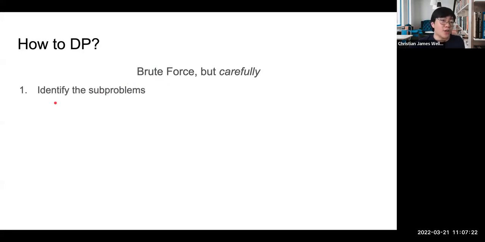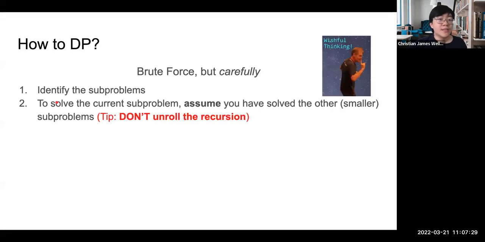Okay, so first of all, you want to identify the sub-problems. Okay, identify how you want to break down the problem. Okay, so to solve the current sub-problem, assume you have solved the smaller sub-problems. For those of you who came from CS1101S under Prof. Martin Henz, you might be familiar with this thought called wishful thinking. But the idea is that you have a smaller version of the sub-problem. Just assume that you have solved it. Okay, we are in the process of trying to solve it, but just assume you have solved that smaller sub-problem.